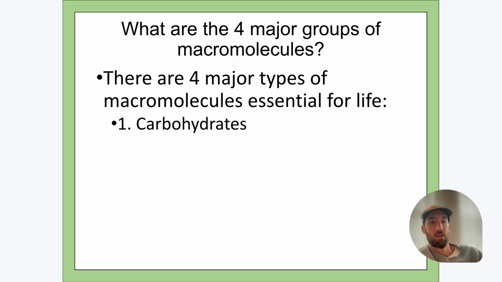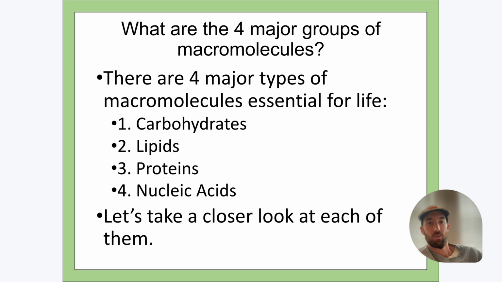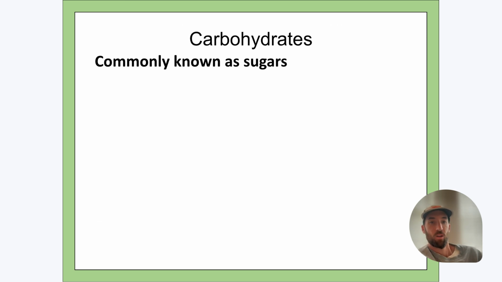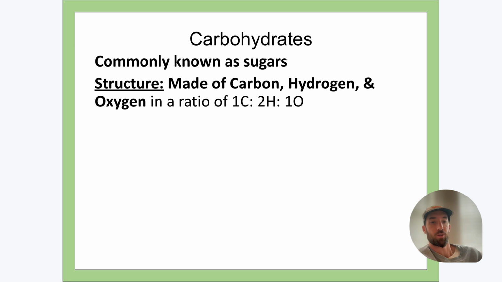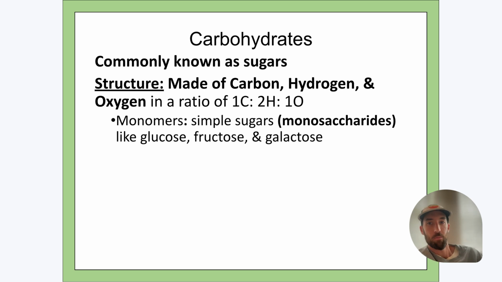There are four main macromolecules we're going to talk about: carbs, lipids, proteins, and nucleic acids. We'll break down each one here. Carbohydrates are commonly known as sugars. They're made of carbon, hydrogen, and oxygen in a 1-to-1 ratio. So for every carbon, there's two hydrogens and one oxygen. This will be important when we talk about cellular respiration and photosynthesis, but we'll get more into that later on.